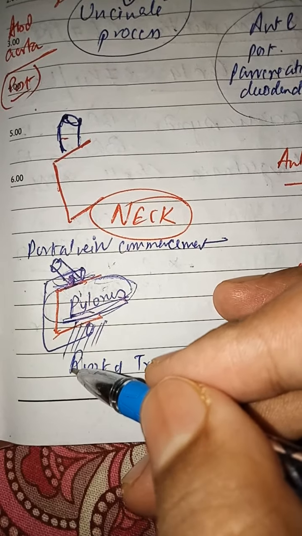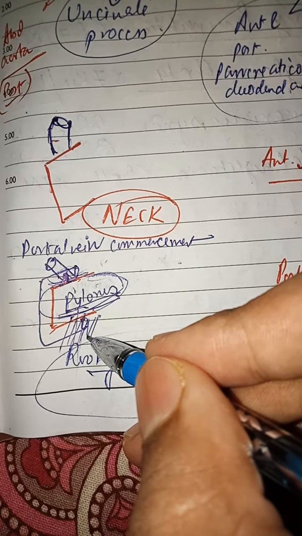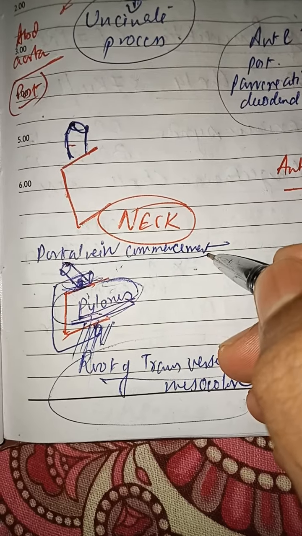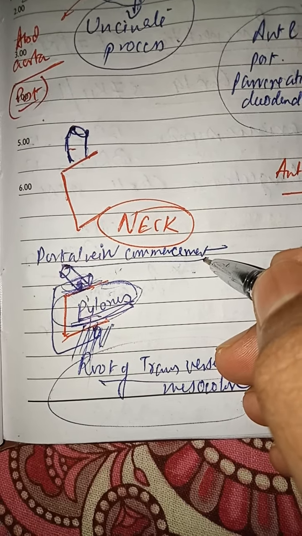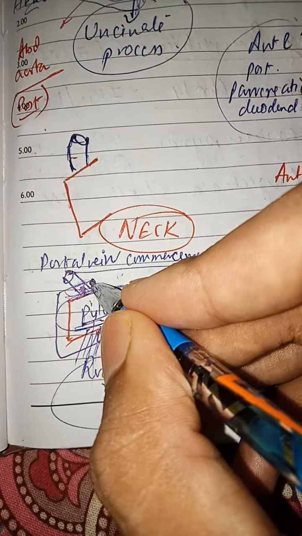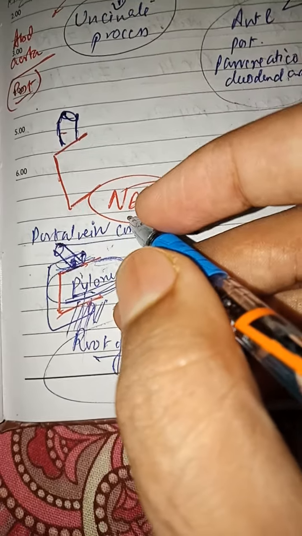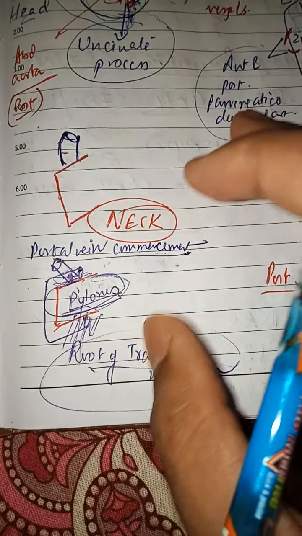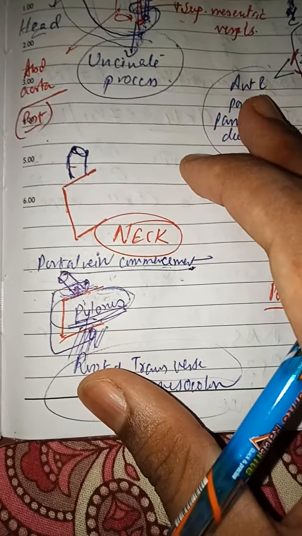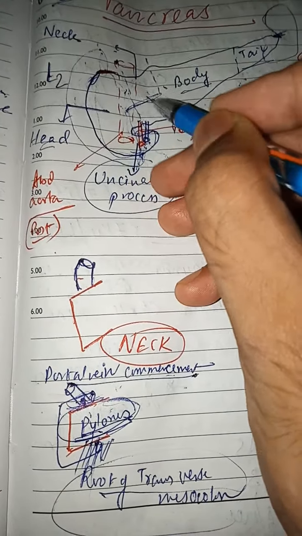The inferior border is related to the root of the transverse mesocolon. In the posterior surface, there is the portal vein commencement. The splenic vein and the superior mesenteric vein together form the portal vein, so the portal vein commencement is on the posterior surface of the neck of the pancreas. It is a constricted part, 1 inch or 2.5 centimeter long, directed forward, upward and towards the left.